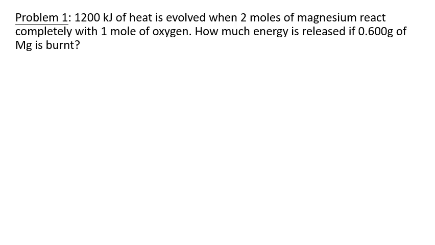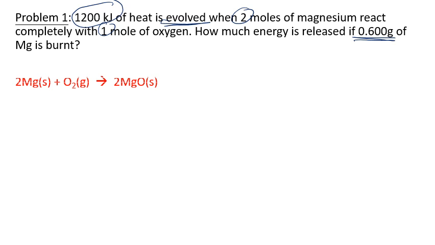Okay, so we've got some numbers. We've got 1,200 kilojoules of heat being released or evolved, so we're looking at an exothermic reaction probably. Then we've got 2 moles of magnesium and 1 mole of oxygen, and the energy released if 0.6 grams of magnesium is burnt. So what equation shall we use? Well, the first thing is we'll pause the video now for you guys, see if you can work it out for yourself, and then we'll go through the answer.